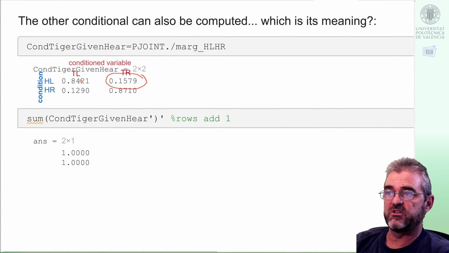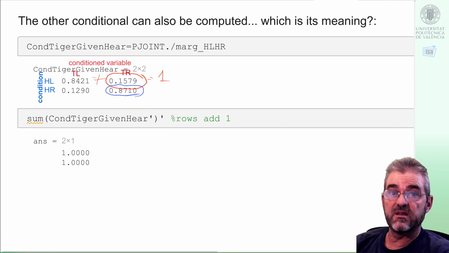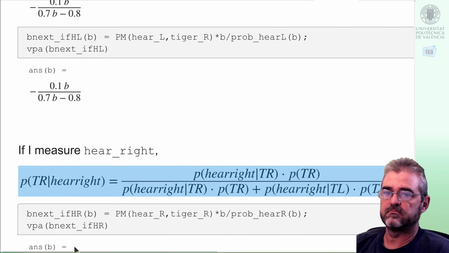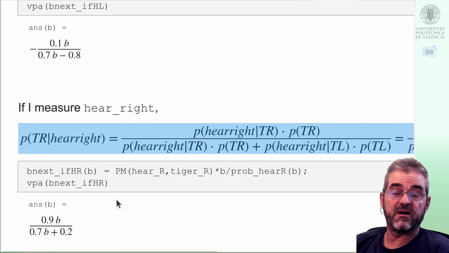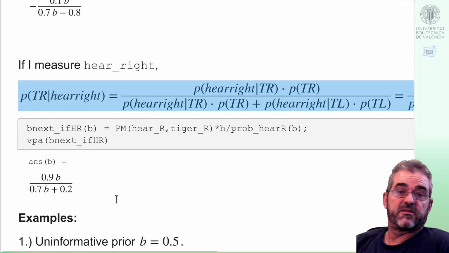And this thing will be just what we need to add 1. And to have the complete table, then I need the formula of the posterior probability of tiger right when hearing right, so I will obtain this number, and then this row will add 1. So which is the formula for this? Well, it's just changing here left by here right and applying the same reasoning.